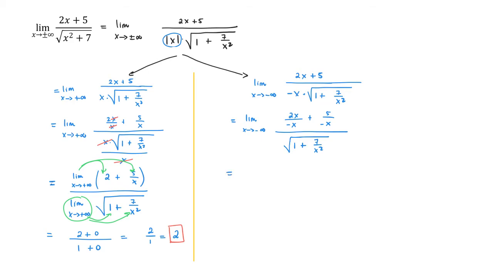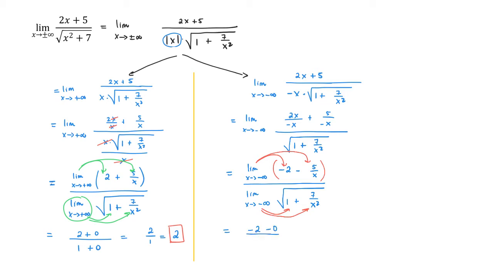So applying the limit to the numerator, we're going to have the limit as x approaches negative infinity of negative 2 minus 5 divided by x. All this will be divided by the limit as x approaches negative infinity of the square root of 1 plus 7 over x squared. And now when we apply the limit to the first term and the second term, and inside of the radical as well, we are going to get negative 2 minus 0 divided by 1 plus 0. And that is going to give us negative 2 as the value of the limit.